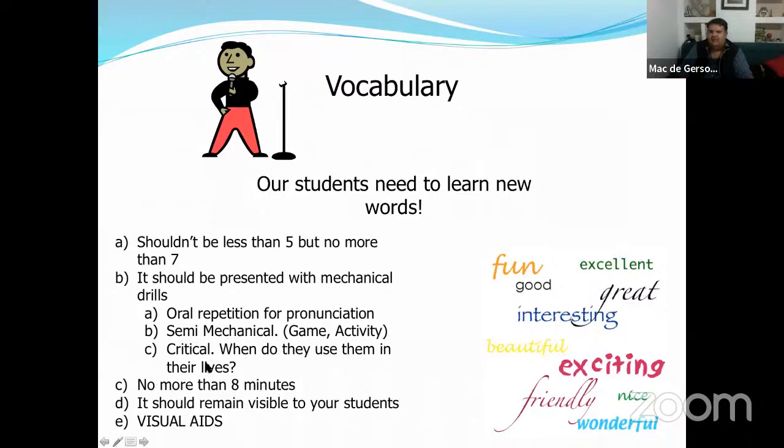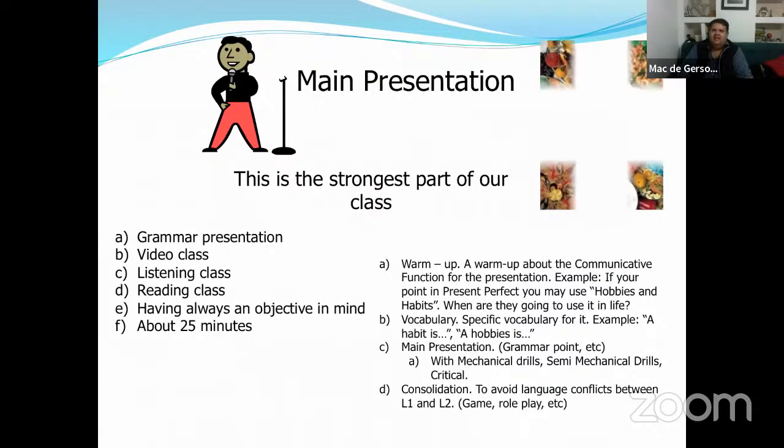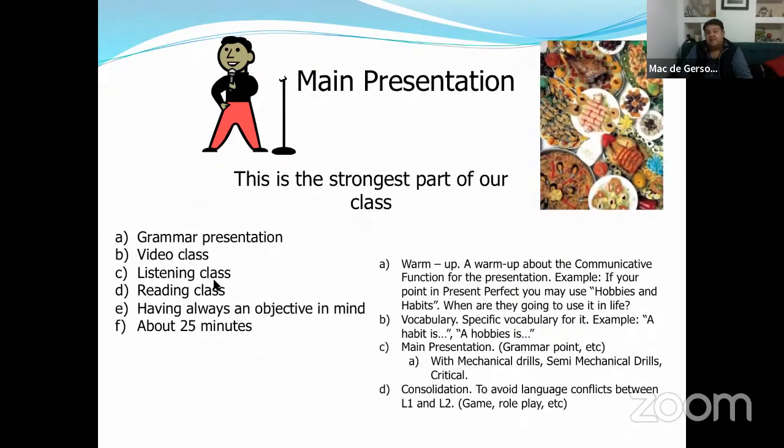¿Se acuerdan? Last Monday, we discussed that wide openly. Visual aids, it should be visible for students. And then the main presentation, it's the strongest part of our class. Whether the reading, maybe the grammar, listening, whatever you want to teach, this is the part, and it's only 20 to 25 minutes.